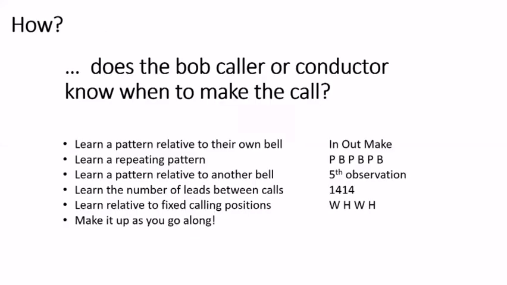And finally, how on earth does the bob caller or conductor know when to make the call? There are essentially 6 ways of doing this. The first one is what you'll have done first if you've learned to call Plain Bob Doubles. You learn a pattern relative to your own bell. So for instance, you may call the bobs so that you run in at the first one, out at the second one, and make the first one.